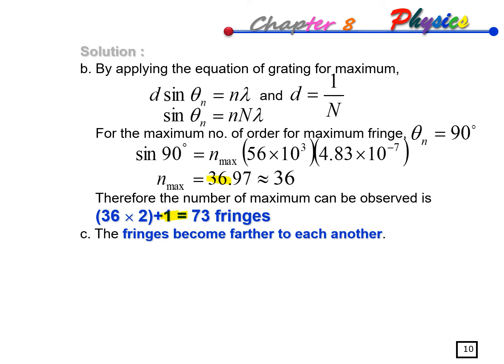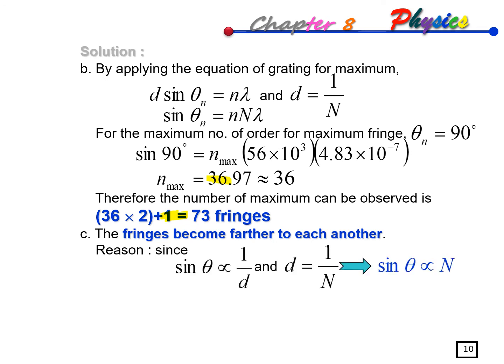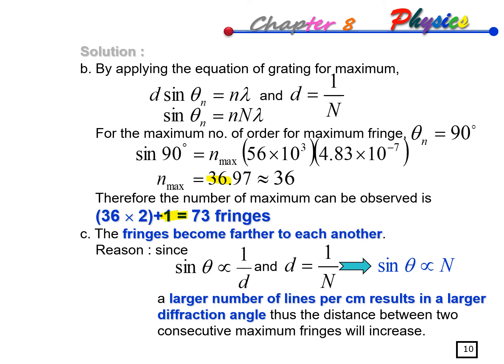And then C, the fringes will become further to each other. This one we can refer back to the equation. Basically sin theta is inversely proportional to d, and directly proportional to n. So a larger number of lines per centimeter results in a larger diffraction angle. That means as n increases, sin theta will increase. Therefore the distance of separation will increase.